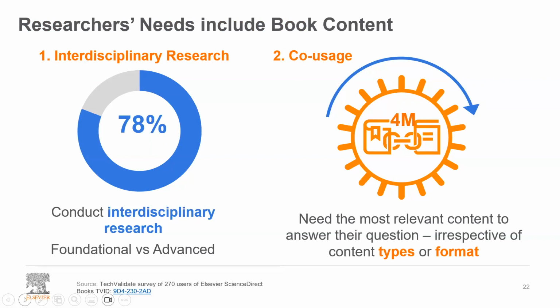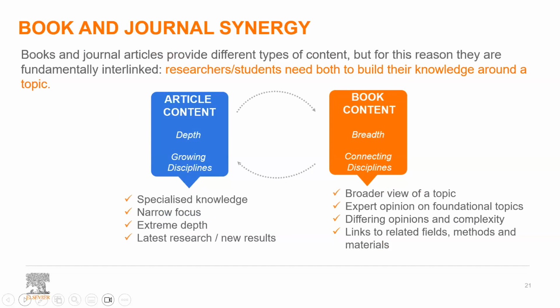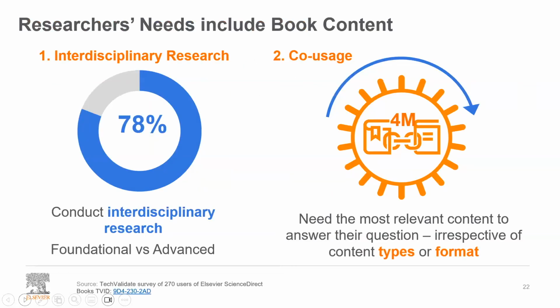So what does that mean? Very simply, researchers and students need both types of content to build their complete knowledge of the topic area. One cannot replace the other. Overall, there is a great need for book content, and it encourages one, interdisciplinary research, and two, promotes co-usage among books and journals.